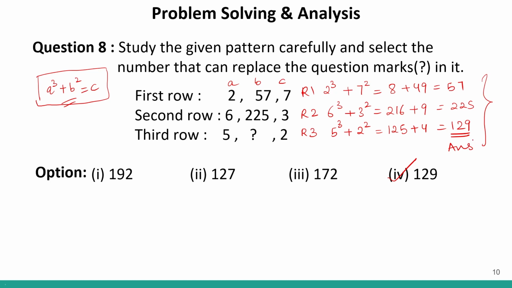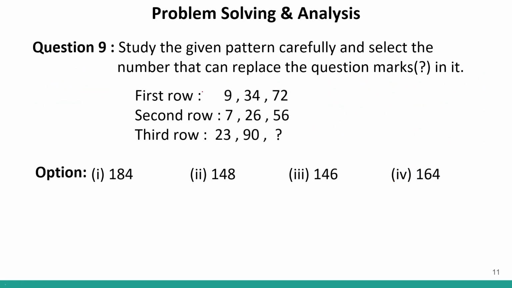So what we did, we first found out a logic, but it was following only for row 1 and not for row 2. So that logic was not correct. So we found out another logic, that is A cube plus B square equals C. And it followed for all the 3 rows and we found the answer.